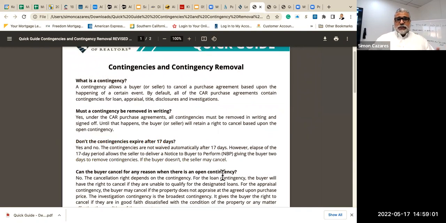What is a contingency? A contingency allows a buyer or seller to cancel a purchase agreement based upon the happening of a certain event. By default, all of the purchase agreement contains contingencies for loan appraisal, title disclosures, and investigations.